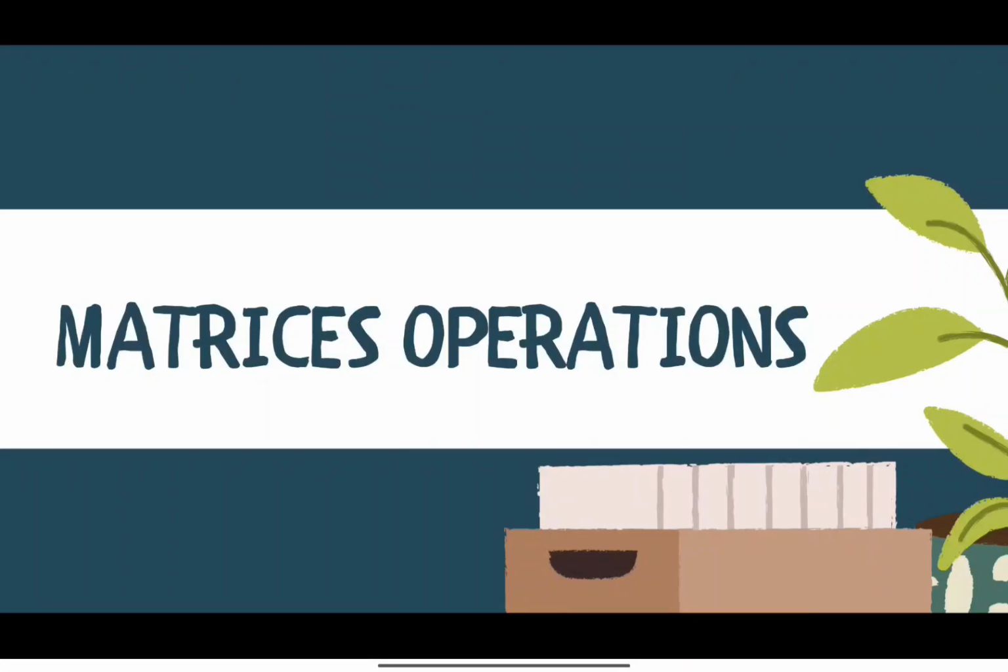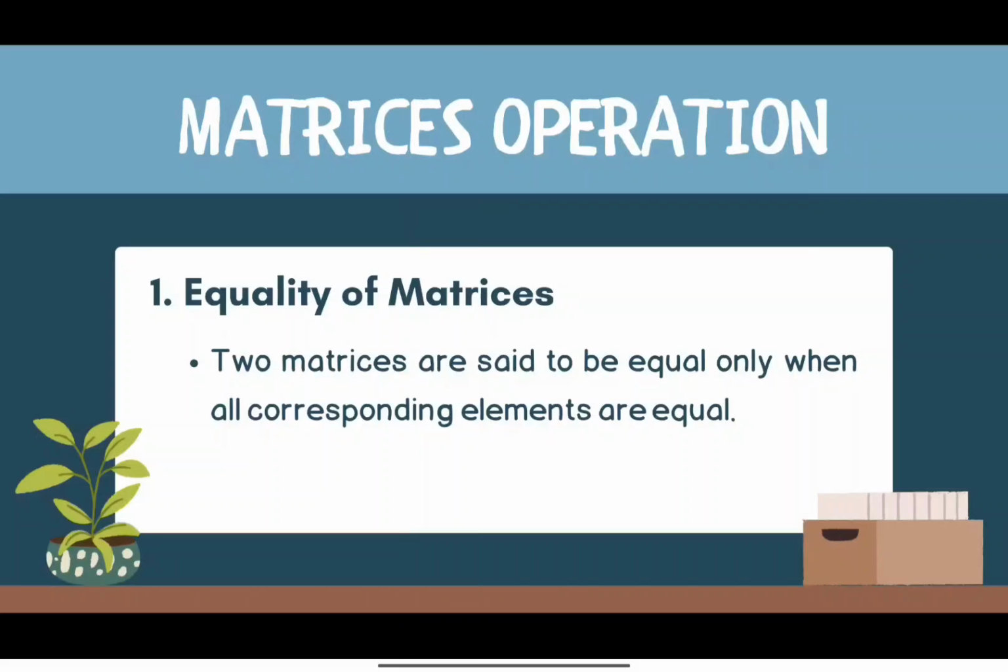Let us now move on to the different types of matrix operations. The first one is the equality of matrices. Two matrices are said to be equal if all their corresponding elements are equal. Take note that if even one element is different, then the matrices are not equal at all.